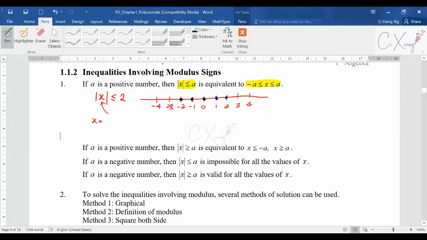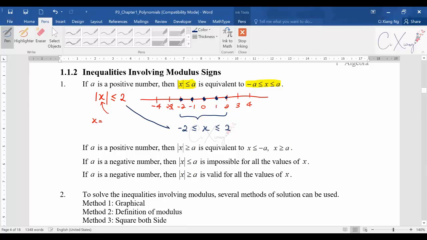Then when you put 3 inside, you have 3 smaller than or equal to 2, so now the inequality becomes false. You can try further. If you put 4, 4 is smaller than or equal to 2, which is also not true. So 3, 4, 5, 6 and so on will not be correct answers. The correct answers are only from negative 2 until 2. So x should be between negative 2 and 2 only.